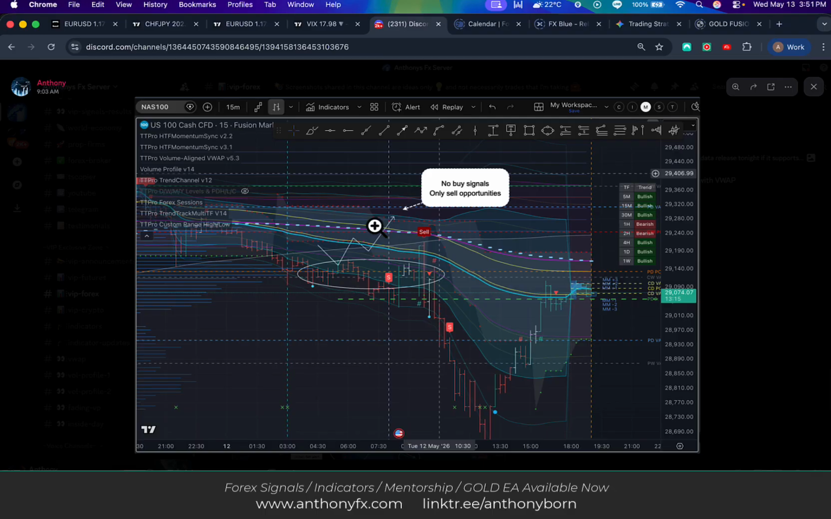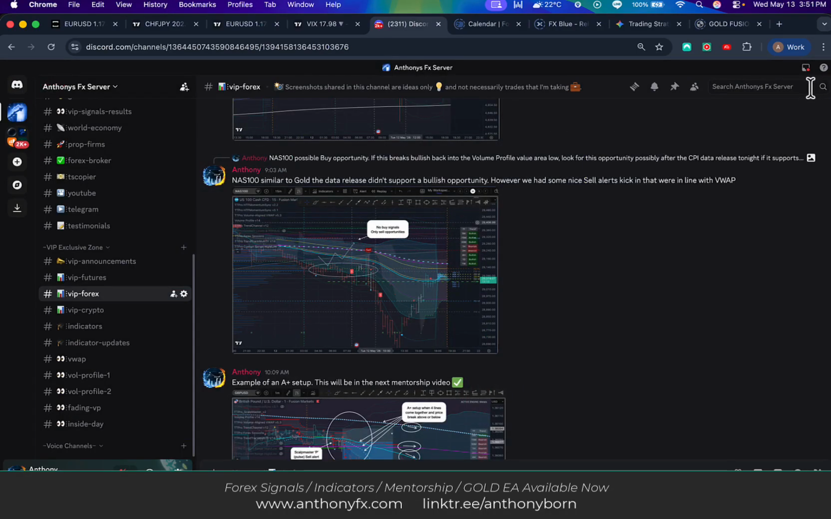I was looking for a bullish break. But when you see it trading under these lines, the VWAP and everything like this, and we get a sell signal, you can go with that. So that was after the CPI report yesterday. It came in and obviously didn't support the ideas.